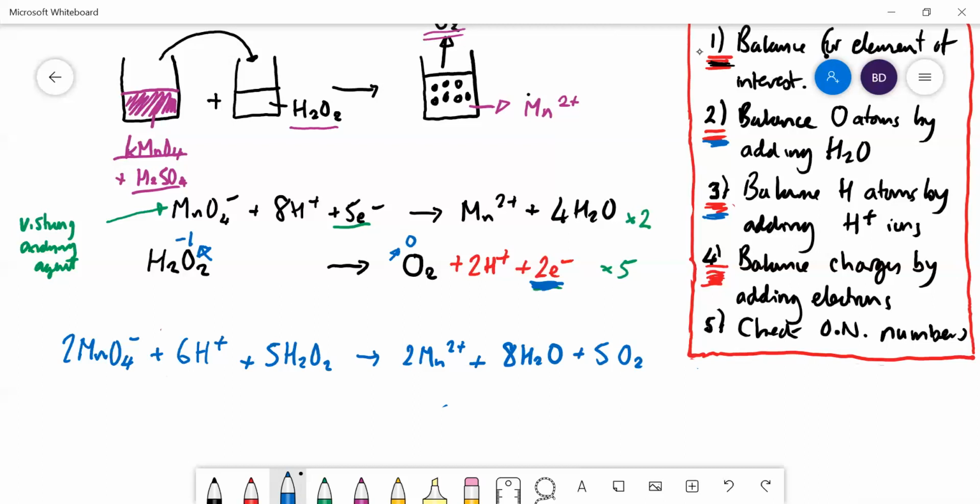writing full equations from half equations. I think you can see, if you look at the ratios in which these things react, and if you're trying to balance that just by trial and error, you'd probably take quite a long time to do it. So that's another useful thing you can use oxidation numbers for.